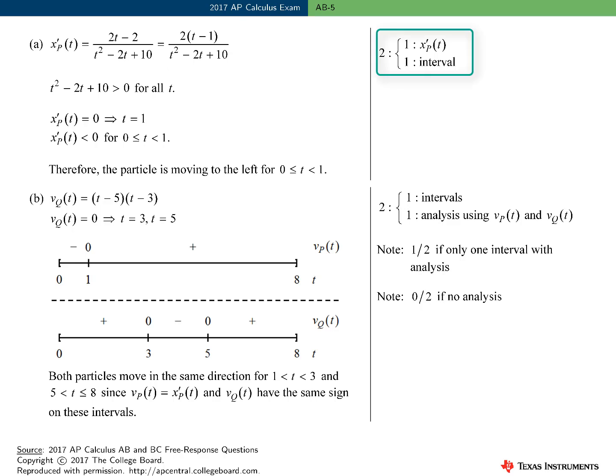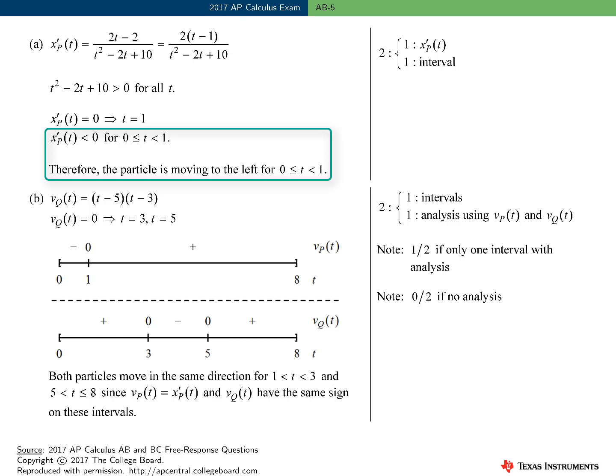Part A was worth 2 points. First, we need to find the derivative, x sub p prime of t, using the chain rule. Then we need to determine where this derivative, the velocity of particle p, is 0. And finally, we need to identify the interval in which the velocity is negative.